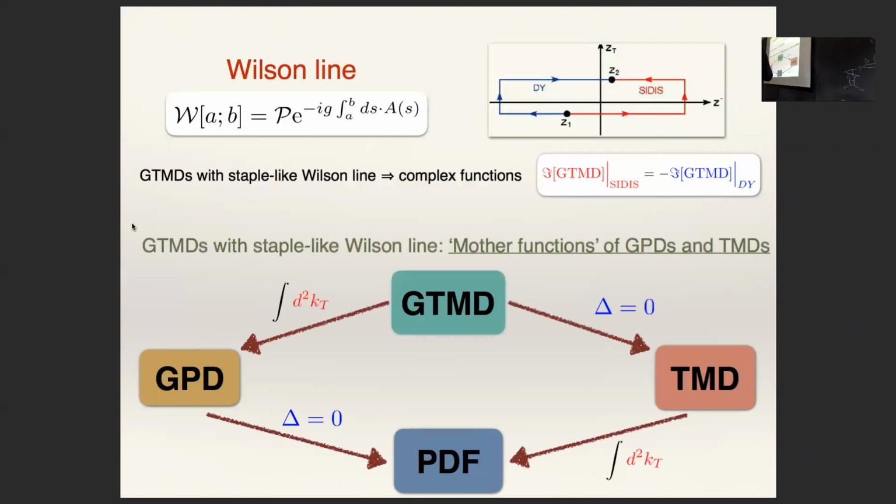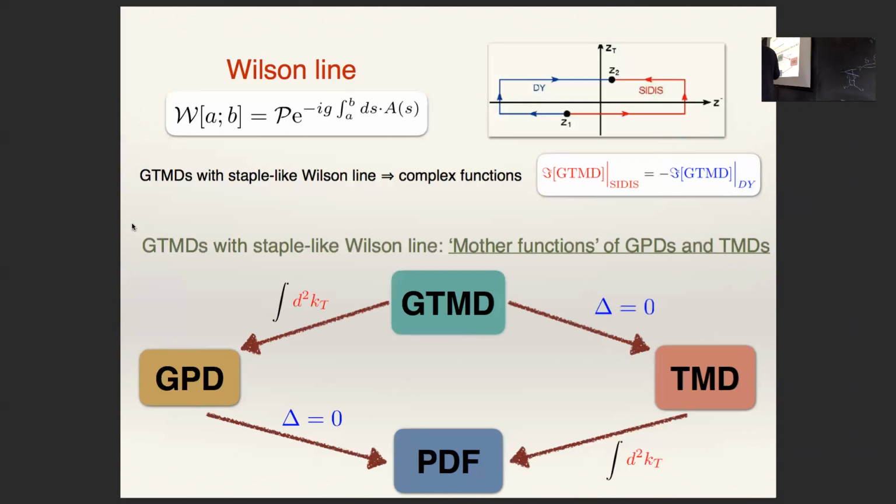Okay, so why are GTMDs interesting? In particular, with staple Wilson lines, they may be viewed as unifying functions or mother functions of GPDs and TMDs. So if GPDs and TMDs describe two sides of a medal, then the GTMDs are actually the medal. So what it means is that from the GTMDs you can recover TMDs and GPDs by going, at least naively, to different limits.